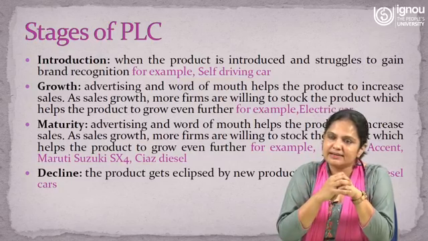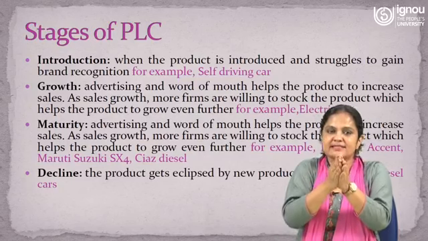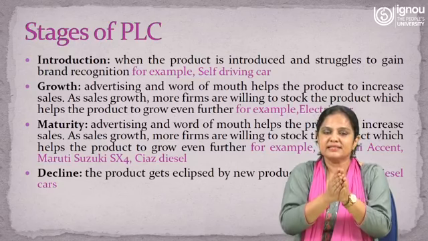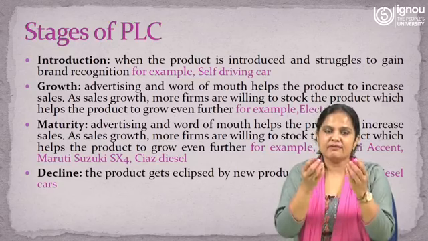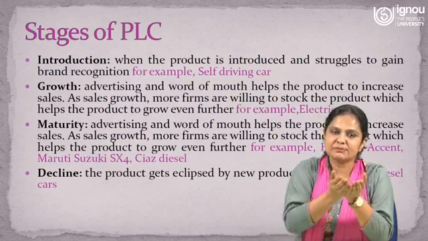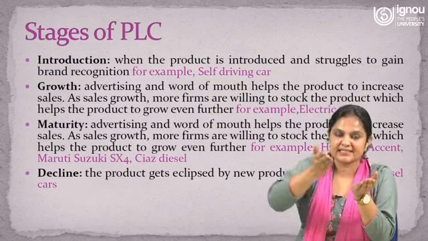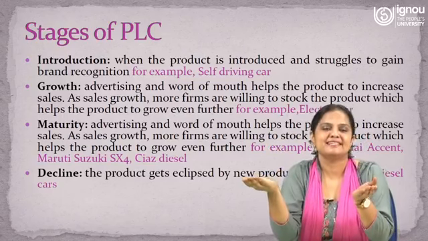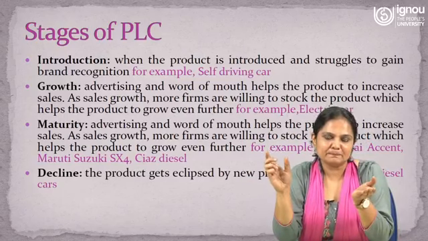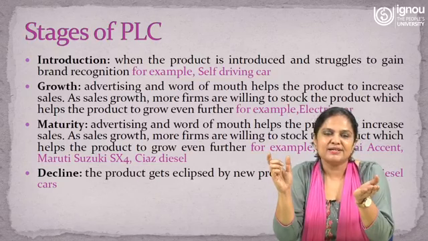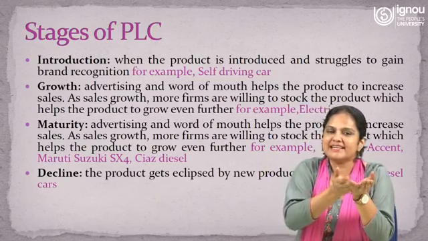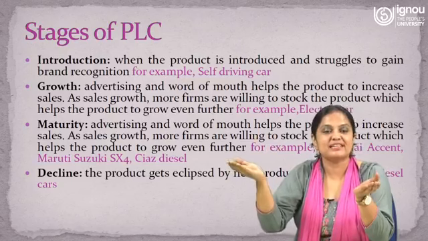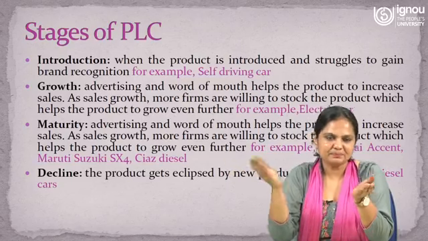This is the most crucial, the most important stage, because here the marketer has to decide whether, with certain modifications, the maturity stage can be extended, because if it is not extended, it eventually moves to the decline stage. So, the trick for the marketer is to extend the maturity stage as much as possible, so that it does not go to the decline stage immediately, right.